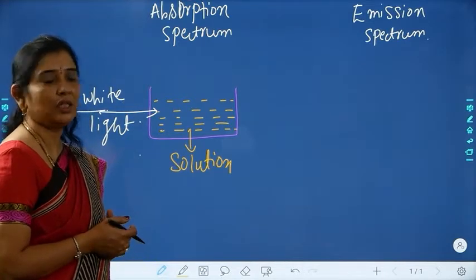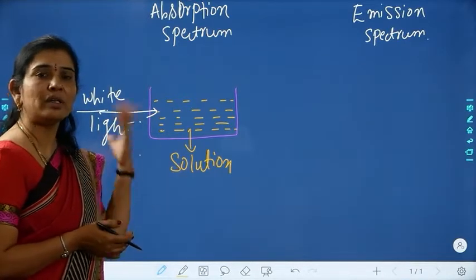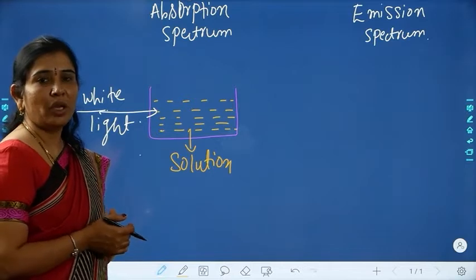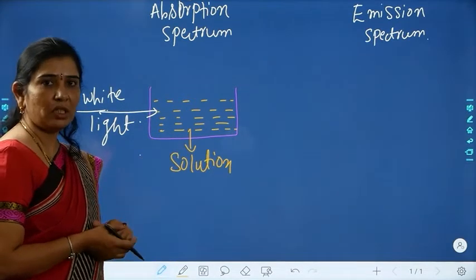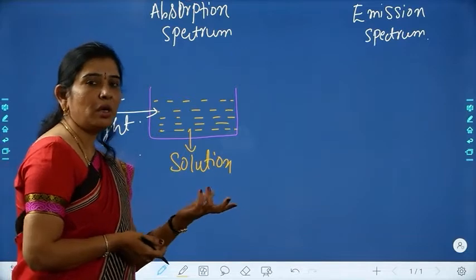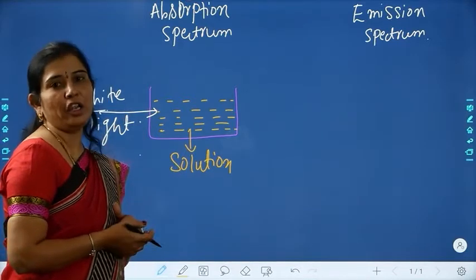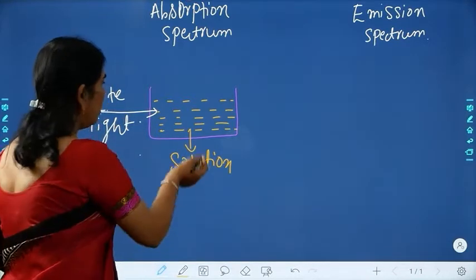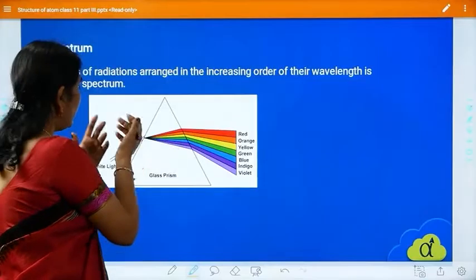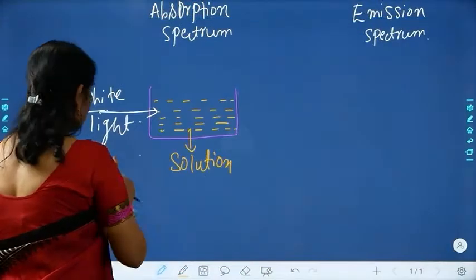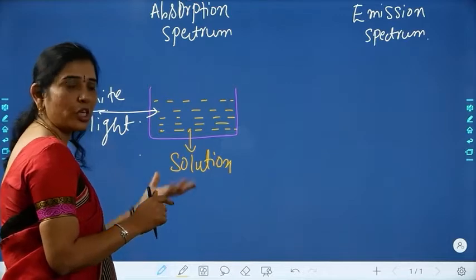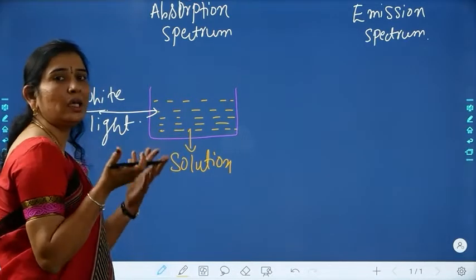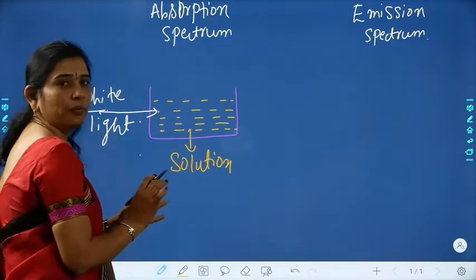What do you mean by that? White light is composed of what? 7 colors, like I told. So, among those 7 colors, the atoms present in the solution may absorb 2 colored light radiations. For example, this light radiation is composed of 7 colors, and when it is passed through this solution, it may absorb blue and green light radiation, like you assume.